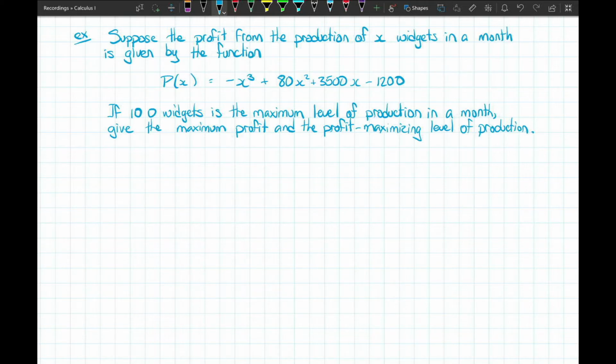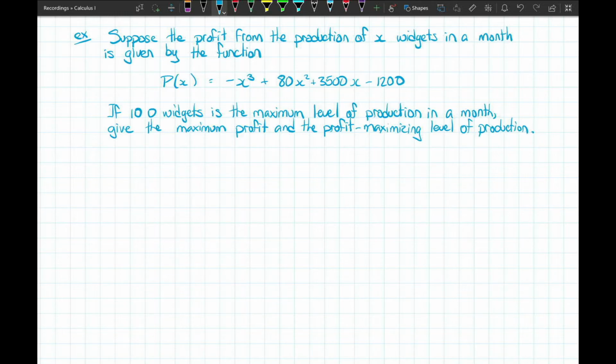And let's say that we can only make at most 100 widgets in a month. We want to find the maximum profit and also the amount of production that gives us that maximum profit. We could call that the profit maximizing level of production. Well, using the idea that a polynomial is a continuous function, and we've got only an interval from 0 to 100 to work with, we can use the closed interval method.